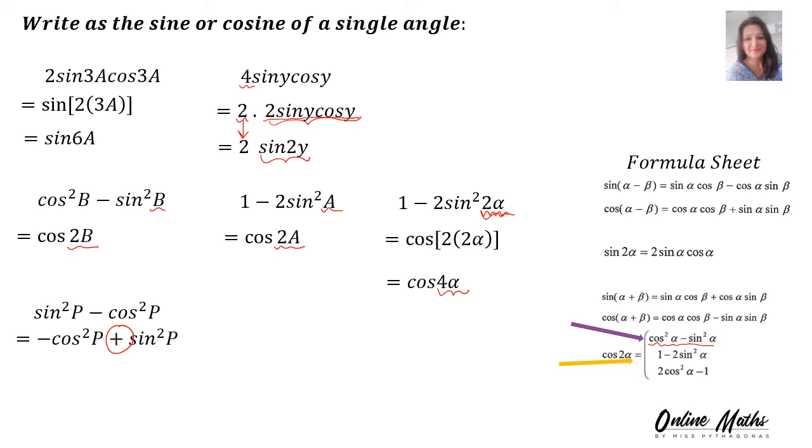So what you have to do is factorize by pulling out the minus as a common factor. And then you end with minus bracket cos squared p minus sin squared p. And only now it's the double angle for cos. So therefore the answer is minus cos 2p.